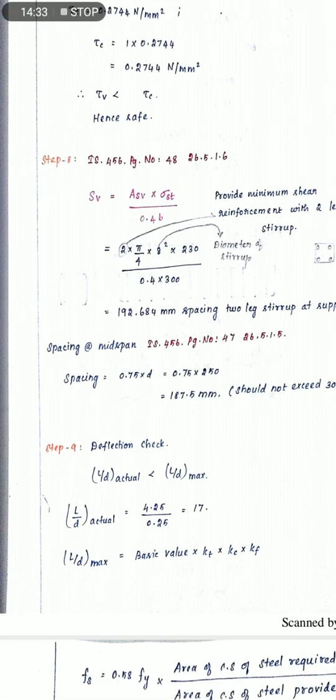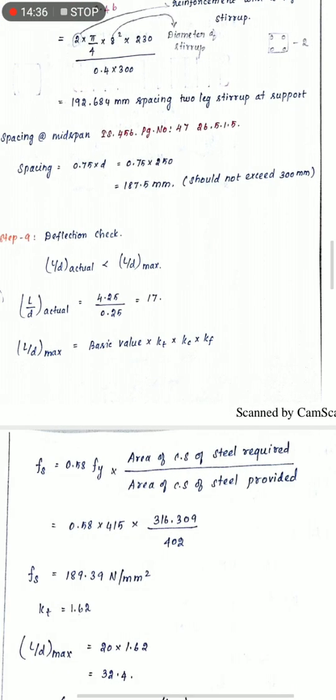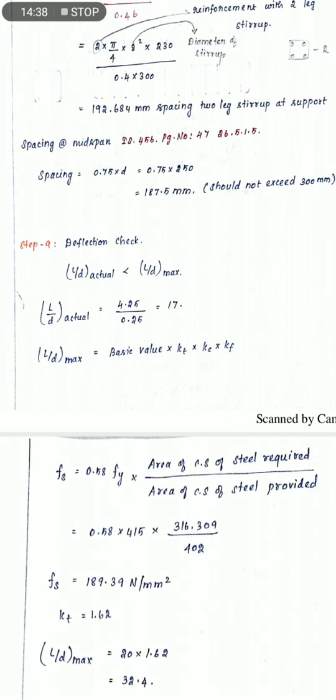Then deflection. According to IS 456, the deflection condition is L by D actual less than L by D max. L by D actual equals effective span by effective depth, say 17. L by D max equals basic value into KT KC KF. The basic value is 20. KC and KF values are 1. We can find the KT value from IS 456 using the curve.